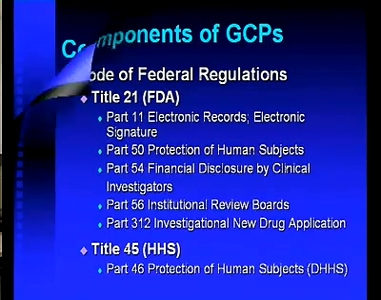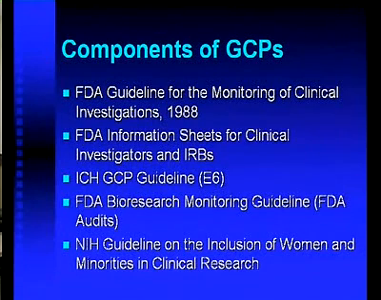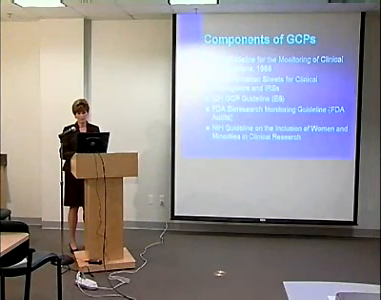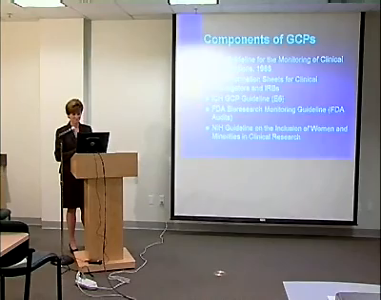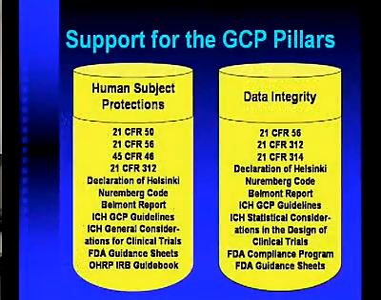There are other components that make up GCPs, or good clinical practices. There are guidelines, there are guidances, there are information sheets. The FDA has come out with information sheets that represent their current thinking on how to interpret their code. So going back to our 2 main components of good clinical practices, we've got our human subjects protections and we have our data integrity. And these are basically the supports that help support these 2 principles.